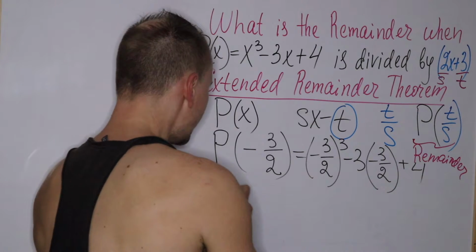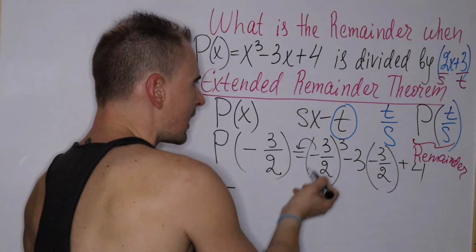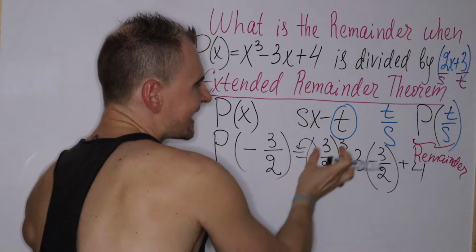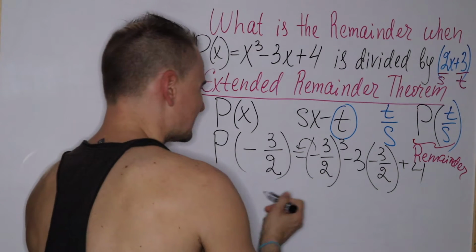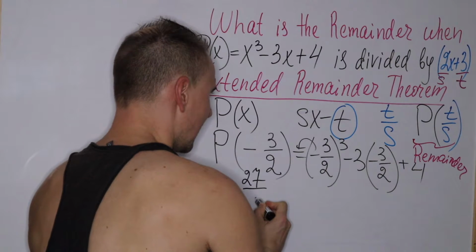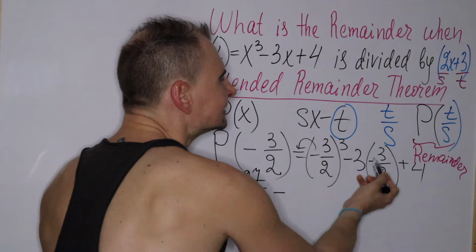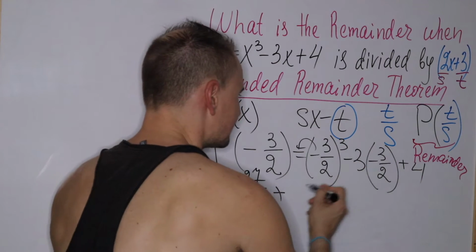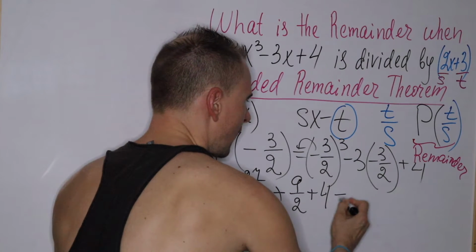I'm going to do this quickly. The odd power you need to keep negative. You could basically pull it out front. Remember, when you have a fraction and you raise it to any power, you raise top and bottom separately to this power. So 3 cubed gives you 27, 2 cubed leaves you with 8. Minus 3 times negative 3 over 2, so the value becomes overall positive. 3 times 3 leaves you with 9 over 2, and you still have this 4 hanging around.